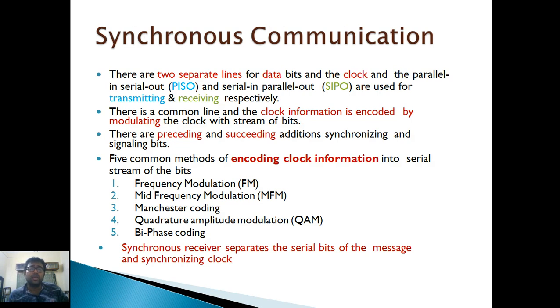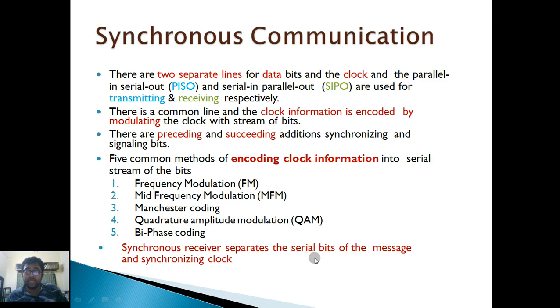Synchronous communication. There are two separate lines for data bits and the clock, with parallel in serial out, which is PISO, and serial in parallel out, which is SIPO, used for transmitting and receiving respectively. There is a common line, and the clock information is encoded by modulating the clock with the stream of bits. There are preceding and succeeding additions of synchronization and signaling bits. Five common methods of encoding clock information into a serial stream of bits: mid-frequency, Manchester coding, quadrature amplitude modulation, biphase coding, frequency modulation.